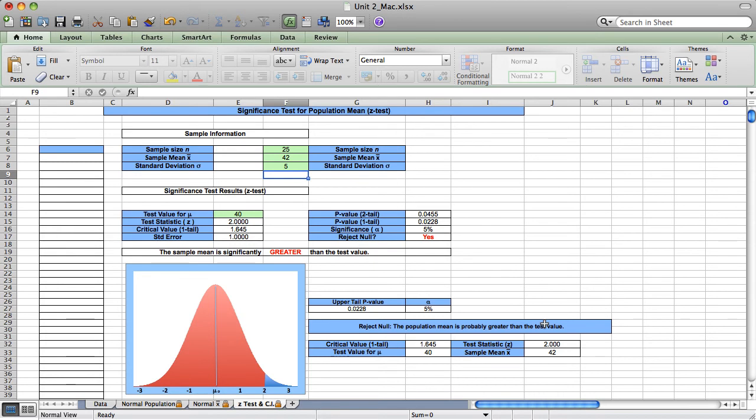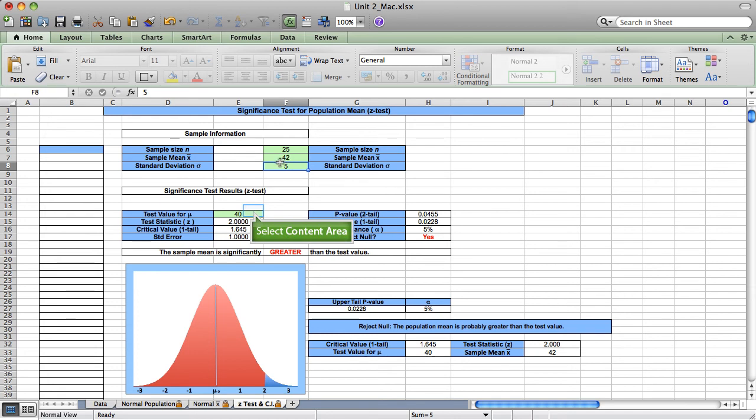Now let's look at that example on our Excel tool. I've already input my sample information. I was given that the sample of employee ages is n equals 25. The sample mean age was given at 42. And the standard deviation of ages, in this case the population standard deviation sigma, is required, and that was given equal to 5. I wanted to know if it seems, based on my test result, that the average age of employees at our company is increasing.